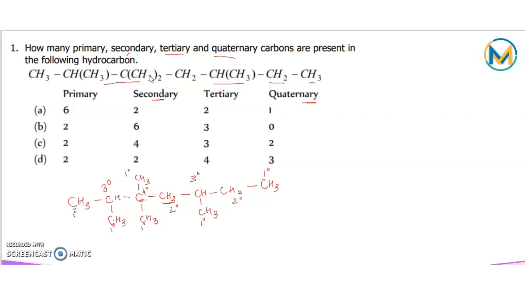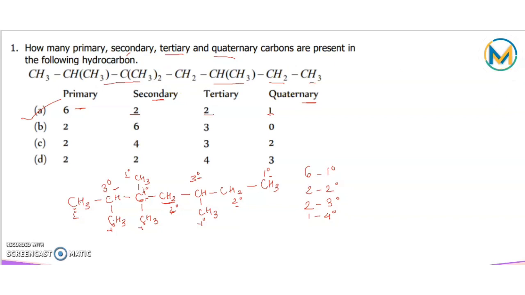Now if we count 1, 2, 3, 4, 5 and 6. So there are 6 primary, 1 and 2. There are 2 secondary, 1 and 2. There are 2 tertiary carbons and this only 1. So there is 1 quaternary carbon. So the correct answer among the given options is 6 primary, 2 secondary, 2 tertiary and 1 quaternary. That's option A.